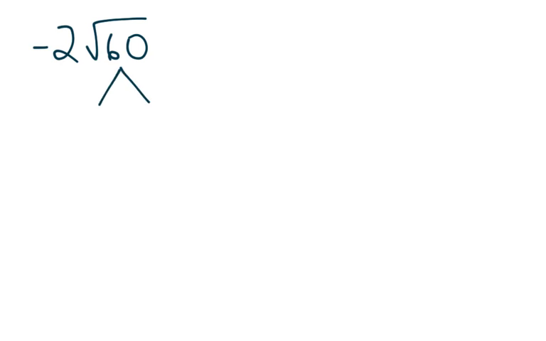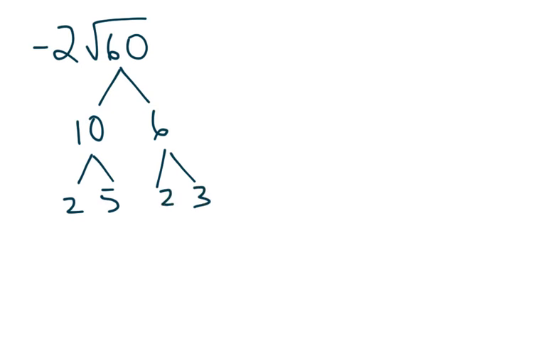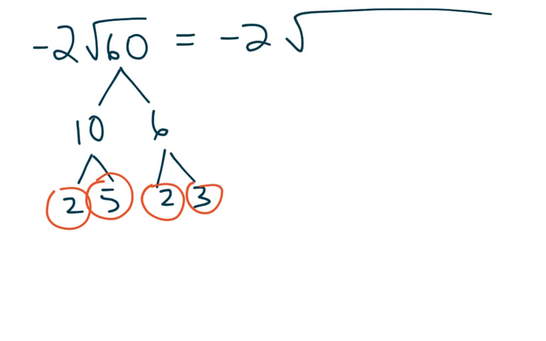60, I'm going to do 10 and 6. That'll be easy. And it doesn't matter what you pick. You could have picked 20 and 3, or 2 and 30. It doesn't matter. We're all going to get to the same spot. So I got 2, a 5, a 2, and a 3. And then I still have that negative 2 that's out front.